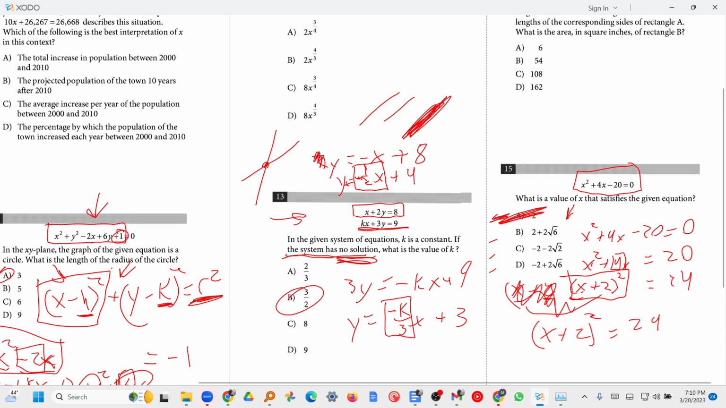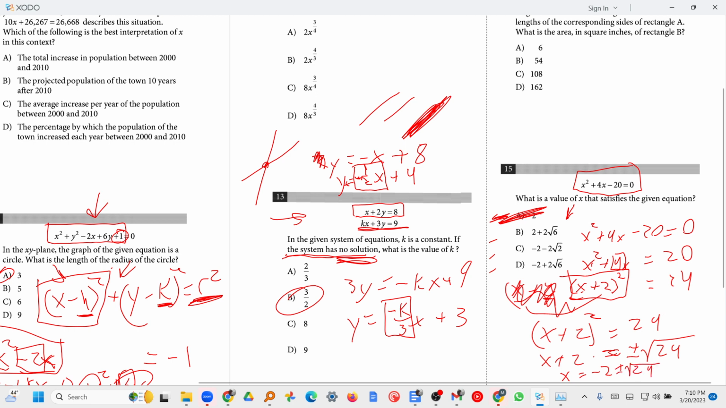And now I can take the square root of both sides to solve. Note that the only other tricky thing is if I take the square root of 24 like this, it has to be the positive or negative square root of 24. And then that is going to equal x plus 2. And now to solve, I just have to move the 2 over. So x equals negative 2 plus or minus the square root of 24.